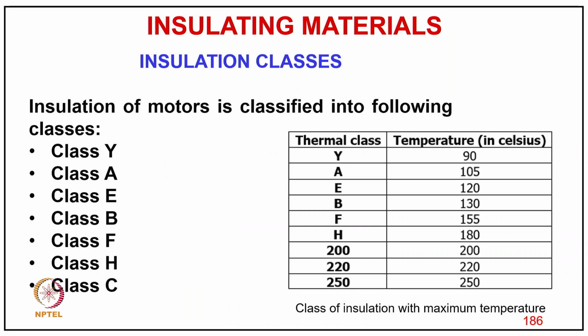We have different classes of insulation normally used in electrical machines, starting with class Y, or O as we also know it. The withstand temperature is 90 degrees Celsius. Class A, the withstand temperature is 105 degrees Celsius. Class E is 120, and class B is 130 degrees Celsius. Class F is 155 degrees Celsius. Class H is 180 degrees Celsius. Then we typically have other classes of 200, 220 or 250, where the withstand capability corresponds to these numbers. So these are different classes of insulation, which change with the material property.